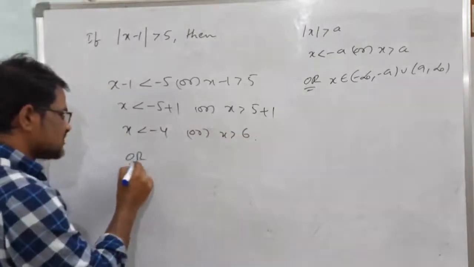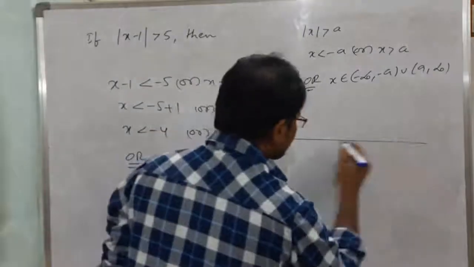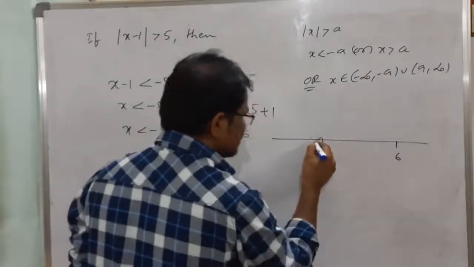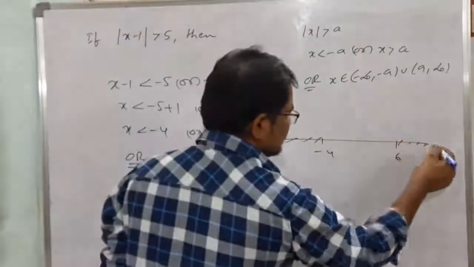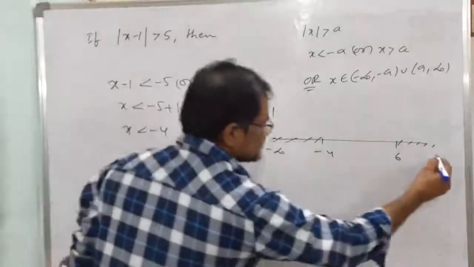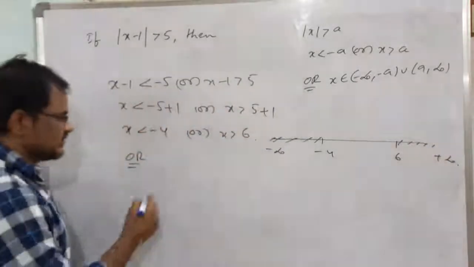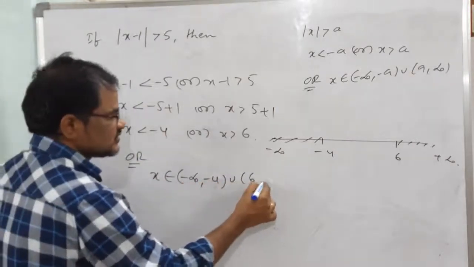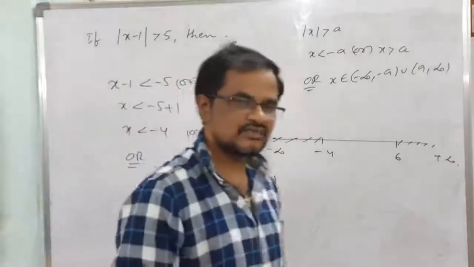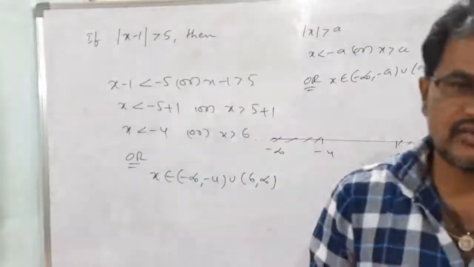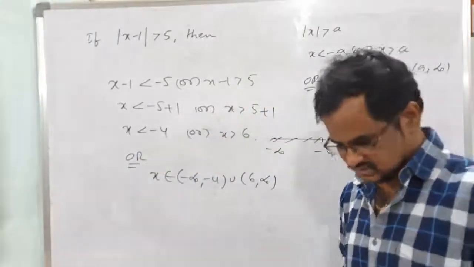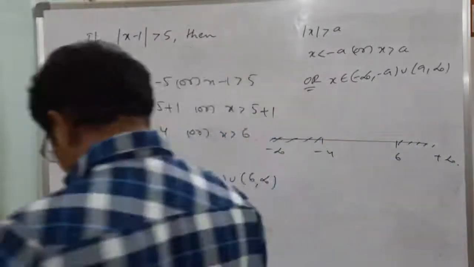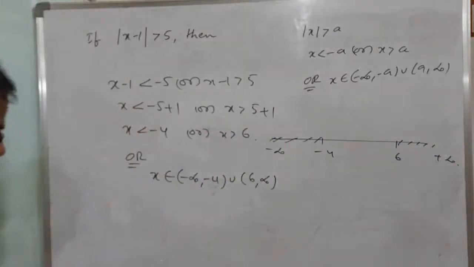In terms of intervals, how to write? Minus 4 is here, 6 is here, so we have to take this area and this area. Here minus infinity is there, here plus infinity is there. So x belongs to minus infinity to minus 4 union 6 to infinity. Strict inequality means you have to take an open interval, and slack inequality means you have to take a closed interval. So the answer is minus infinity to minus 4 union 6 to infinity. Here the third option is given. Okay, right.